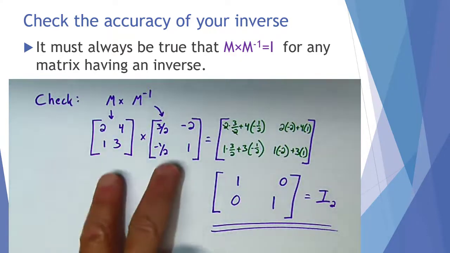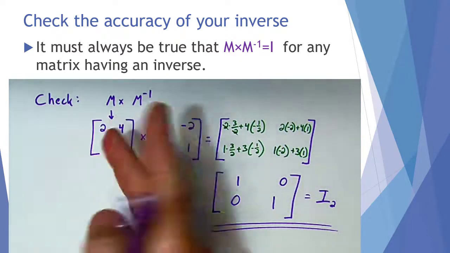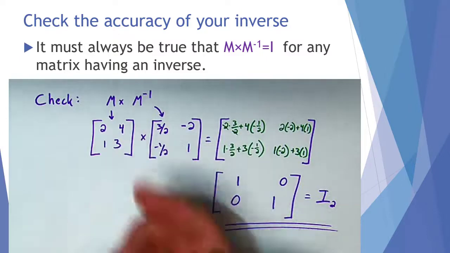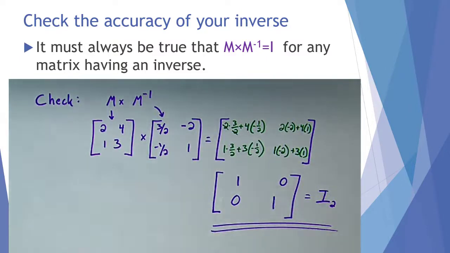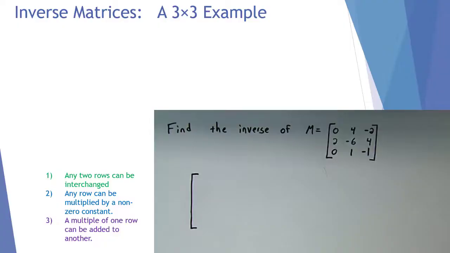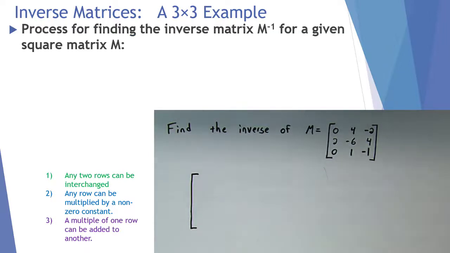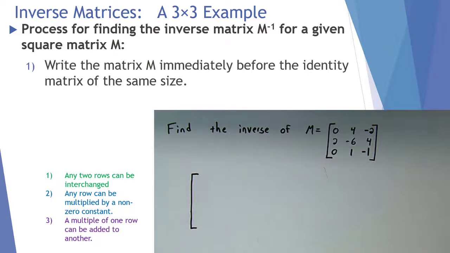Now I won't take the time to do this, but the order doesn't matter. If we were to switch these matrices and multiply them together, we'd still get the identity matrix. Okay, let's do the same process again, but this time let's work with a 3 by 3 matrix to start with. So here's our matrix: 0, 4, negative 2, 2, negative 6, 4, 0, 1, negative 1. Let's find the inverse matrix for this given matrix M.